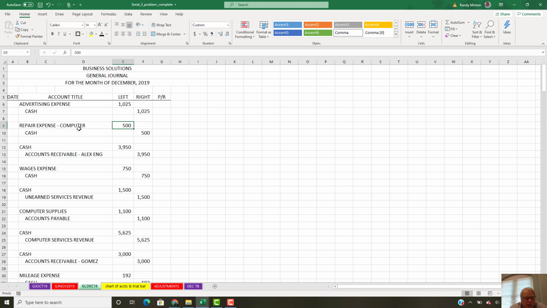So in this case, we're going to debit repairs expense and we'll credit cash. Remember, cash is an asset. When you look at the basic accounting equation, assets equals liabilities plus owner's equity, so the assets sit on the left-hand side by themselves. They go up on the left, they go down on the right. So this represents an outflow of cash, so we're going to credit the cash here to reflect that.